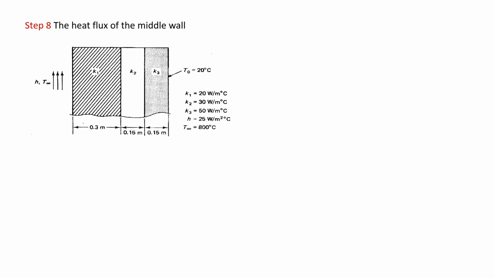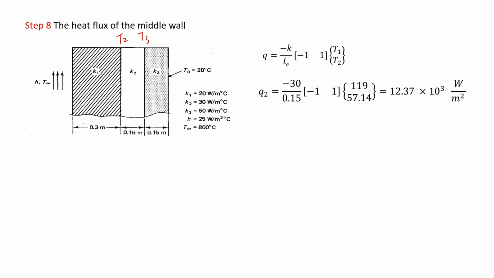The next task is to determine the heat flux of the middle wall. So we are considering only this middle wall, meaning that it corresponds to T2 and T3. In order to calculate the heat flux, we just need to use the heat flux equation and substitute the correct values. As we are talking about the heat flux of the middle wall, we have to use K2 and L2 in our equation. And for the temperature, as mentioned, it corresponds to T2 and T3. So by replacing all those values into the heat flux equation, this is K2, this is L2, this is T2 and T3, and we obtain the heat flux for the middle wall as shown in this slide.